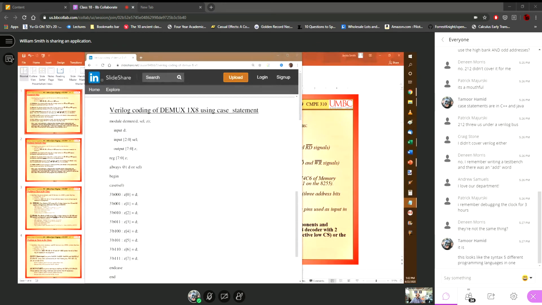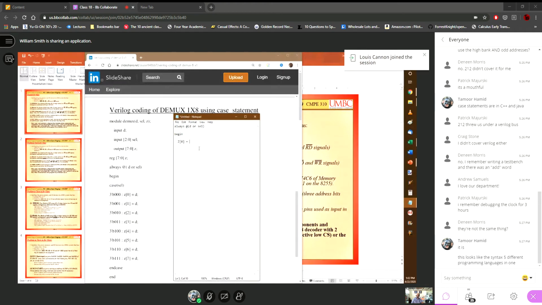Let me do this here while you guys are watching. I'm going to change this a little bit. I'm going to say Z of 0 equals 1 tick B 1. I think that's all you need. Semicolon. Yep. I'm going to say Z of 1 bracket equals 1 tick B1 semicolon.